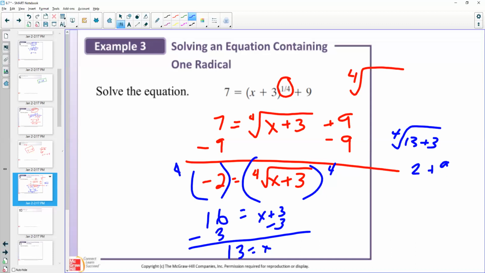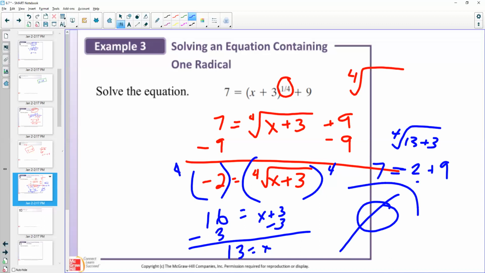plus 9. Here's the thing. 2 plus 9 does not ever equal 7. Really, I need to get a -2 out of here for this to work, and that's never going to happen. Okay, because I can't get a negative answer out of a 4th root. So the answer here is that there is no solution.